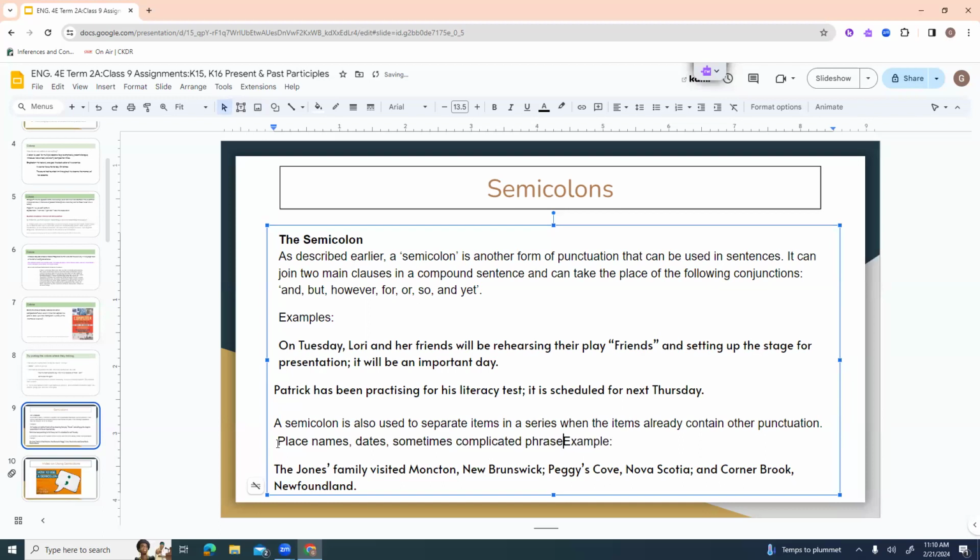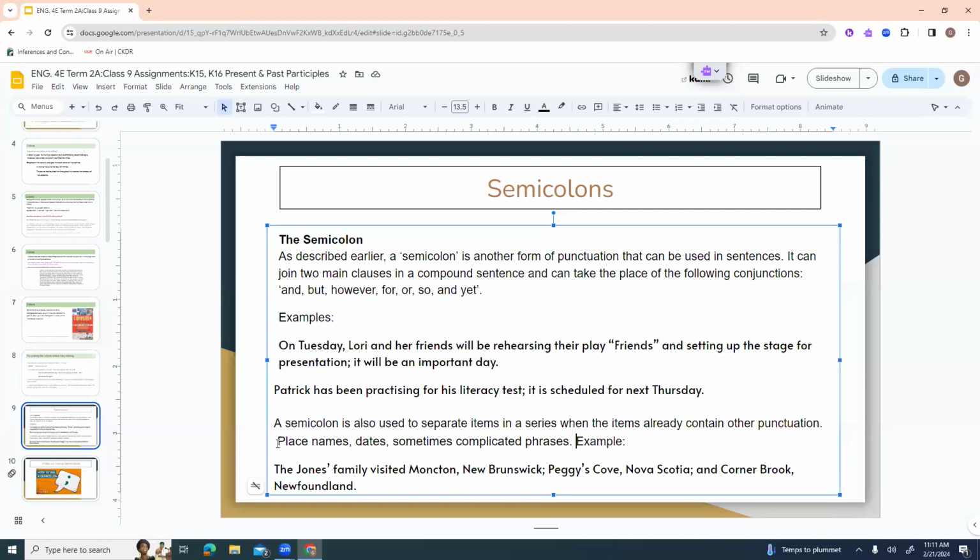Let me show you what I mean there. So here, the Joneses family visited Moncton, New Brunswick; Peggy's Cove, Nova Scotia; and Corner Brook, Newfoundland. We don't need a semicolon there because the sentence has ended.